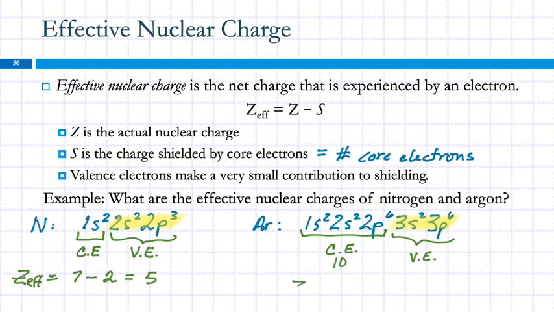So looking at effective nuclear charge for argon, argon has an atomic number of 18. And then we're going to subtract the number of core electrons, and that gives us an 8. Argon has a larger effective nuclear charge than nitrogen does. Any questions?